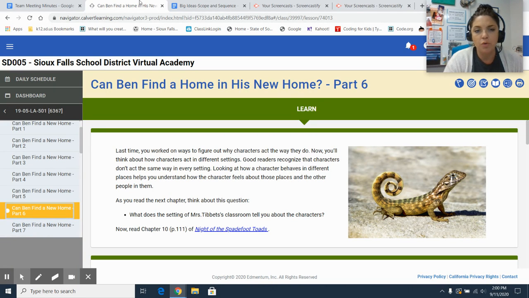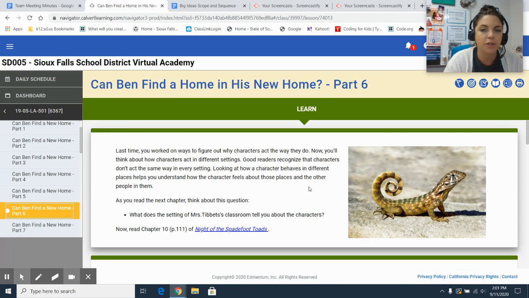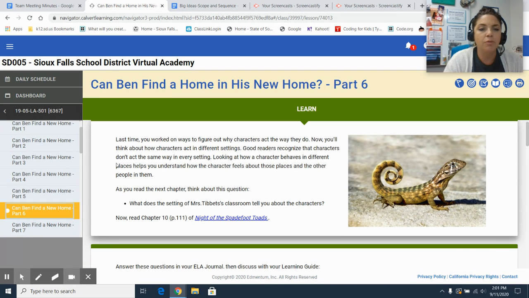So if you would like to check out your standards, your objectives, your materials and books that you're going to need for today, and then there's your read aloud up here, your printer if you'd like to print your materials. You're going to start with the learning.